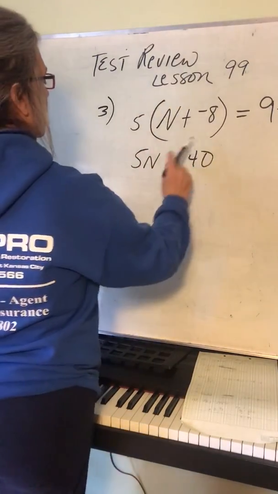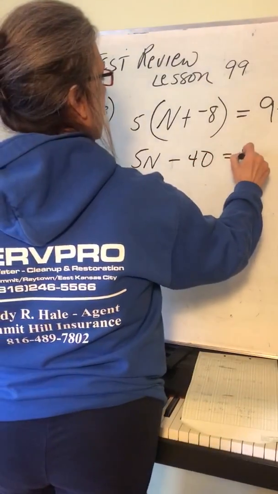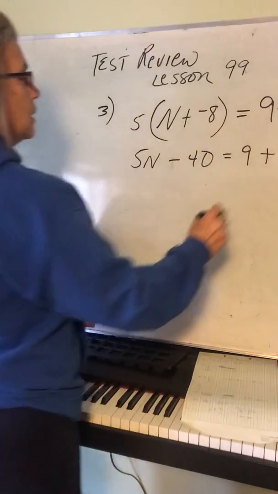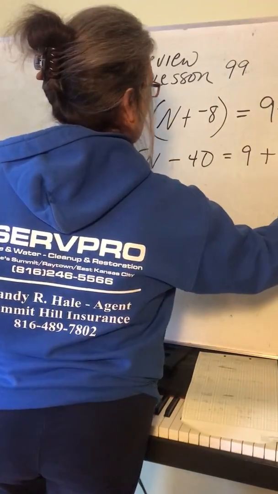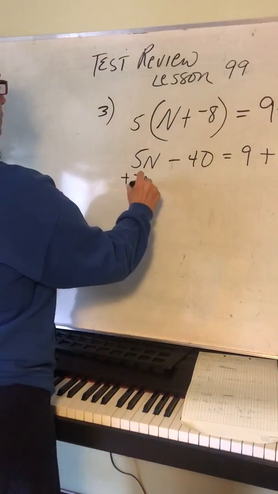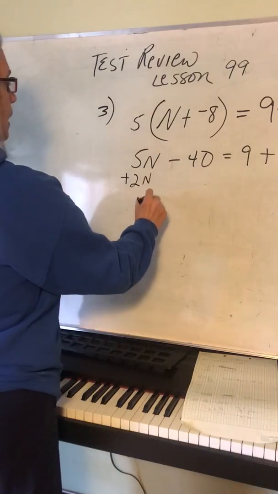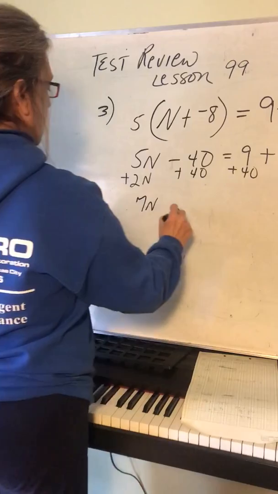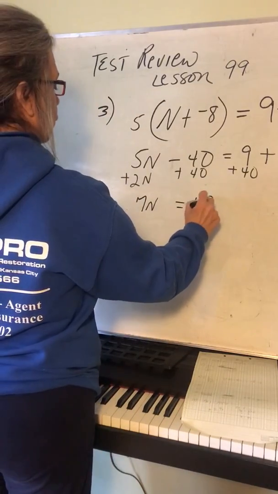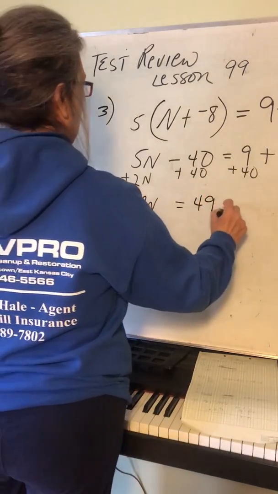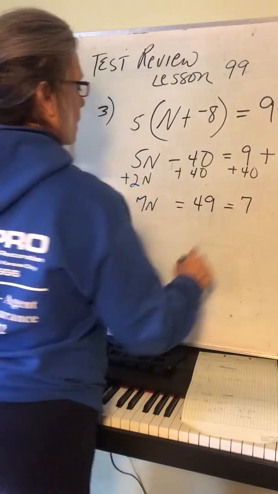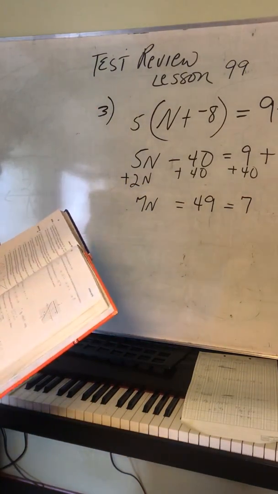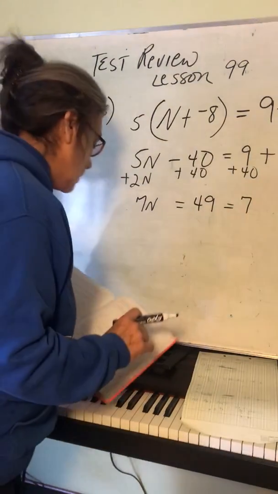Minus 40 equals 9 plus -2n. Move the 2n over here. And we'll get 7n. We're going to plus the 40 and plus the 40. And then we'll get 7n equals 49. And that means n is 7. Find the number. Number 7.